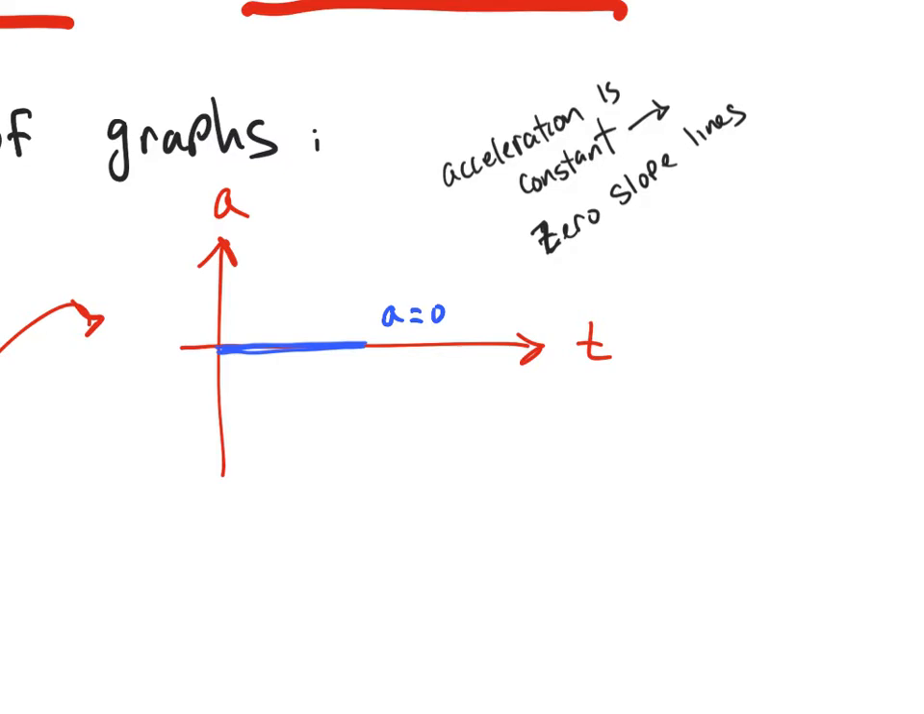Or we could have a case like this, where the acceleration is greater than zero. It's a positive value, in other words. Or we could have a case where we're down here and the acceleration is less than zero, which means it's a negative value. But those are the only three kinds of accelerations that we're going to deal with in this course, because they have to be zero, again, which means zero slope.